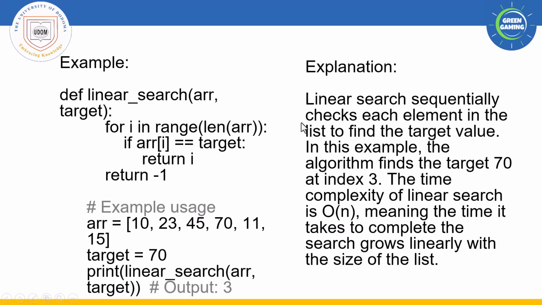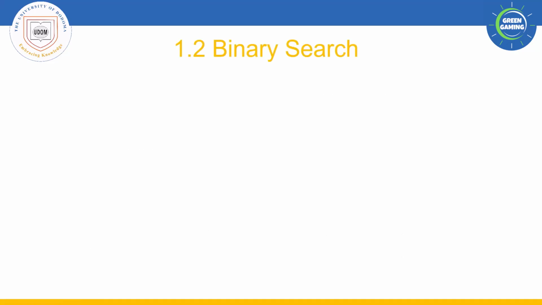So a linear search sequentially checks each element in the list to find the target value. In this example, the algorithm finds the target 7 at index 3. The time complexity of linear search is O(n), meaning the time it takes to complete the search grows linearly with the size of what? With the size of the list.